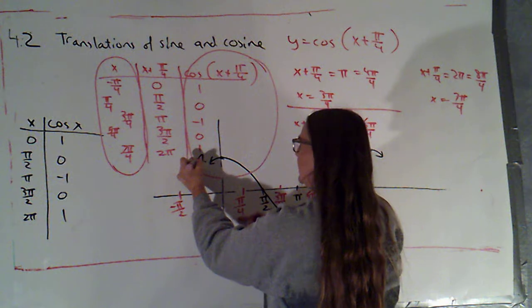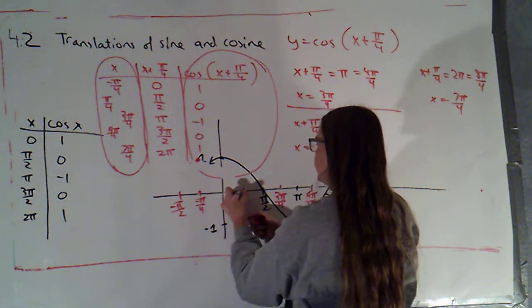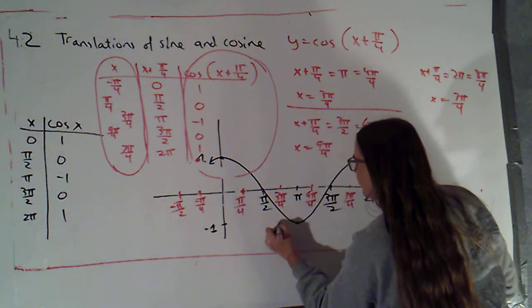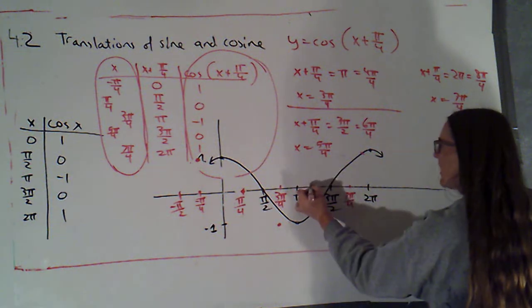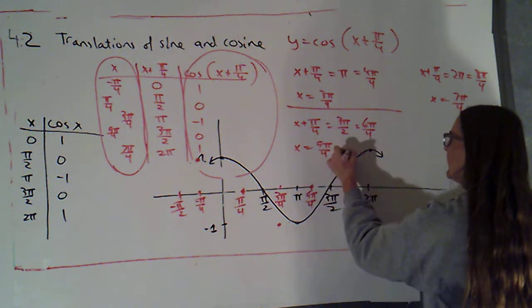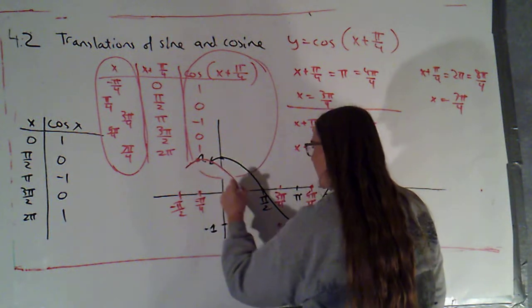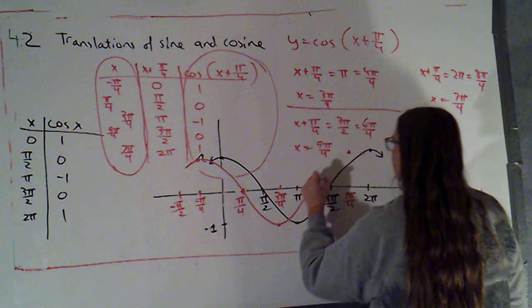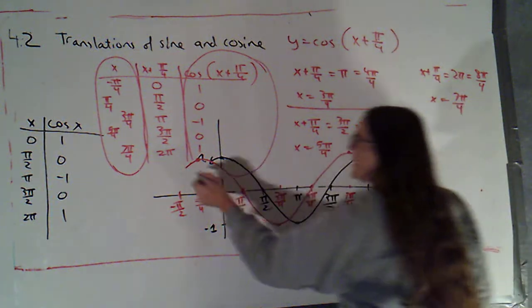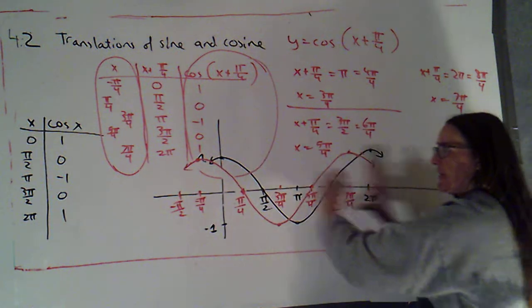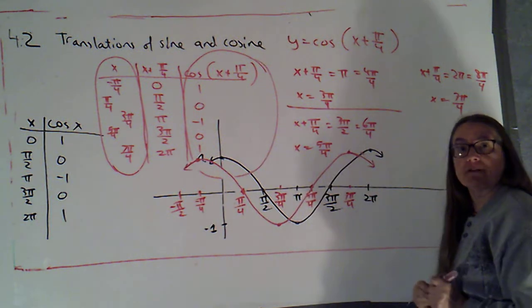And then attached to these values, at negative pi over 4, we're at a high value of 1. At pi over 4, we were at 0. 3 pi over 4, negative 1. 5 pi over 4, 0. And 7 pi over 4, back at 1. We play connect the dots. And you can see that what we've done is just shifted everything pi over 4 to the left.